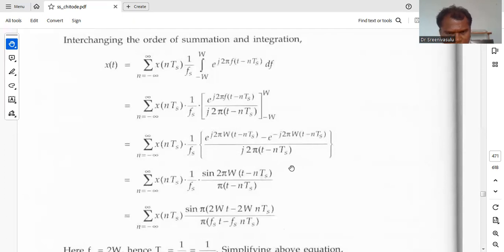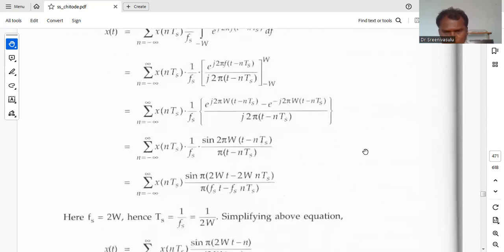the upper limit, instead of f, we substitute W, and for the lower limit, minus W. And then, you see there is an exponential term, e power jx minus e power minus jx by 2j. So, you can rearrange these terms. You write pi into t minus nTs separately: e power j 2 pi W t minus nTs minus e power minus j 2 pi W t minus nTs by 2j is nothing but sine. So, sin 2 pi W t minus nTs divided by the remaining pi into t minus nTs.